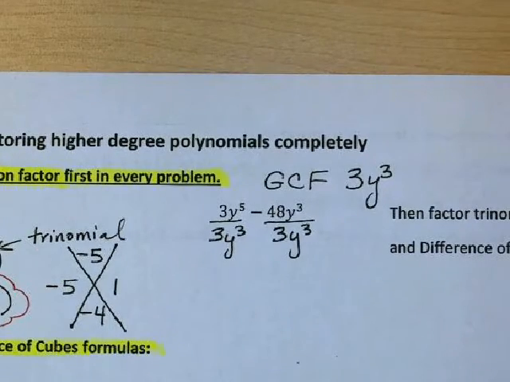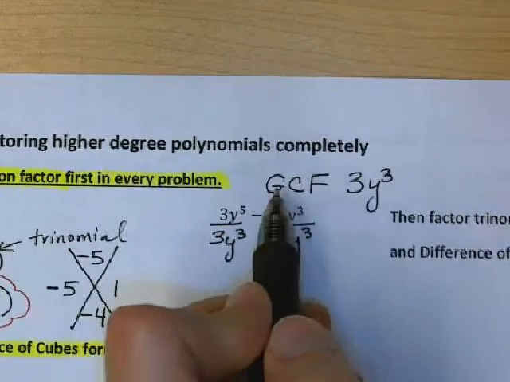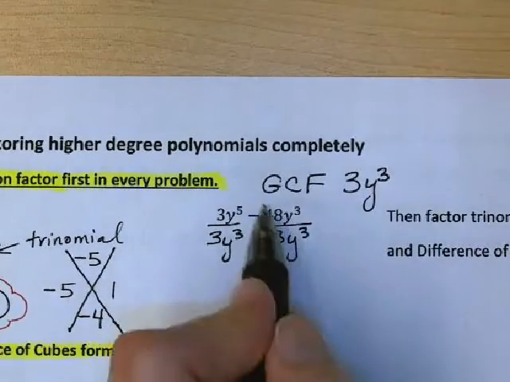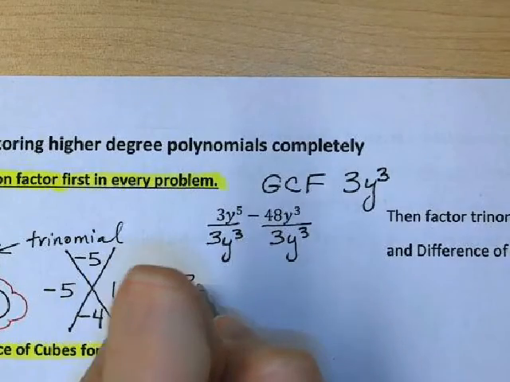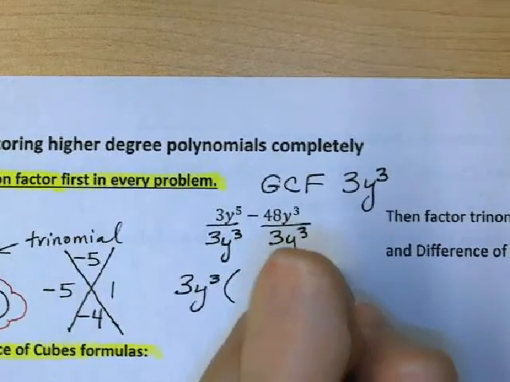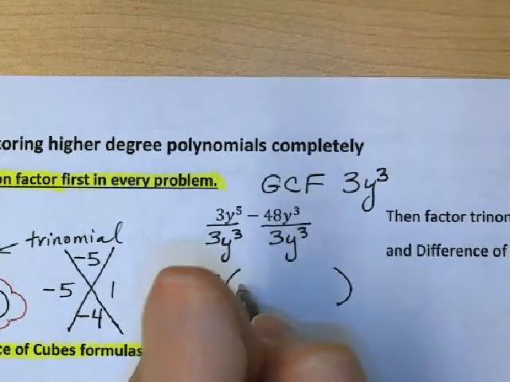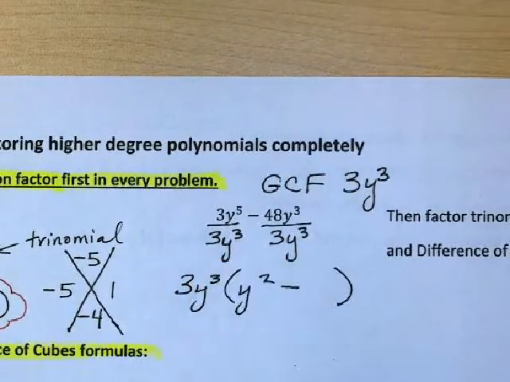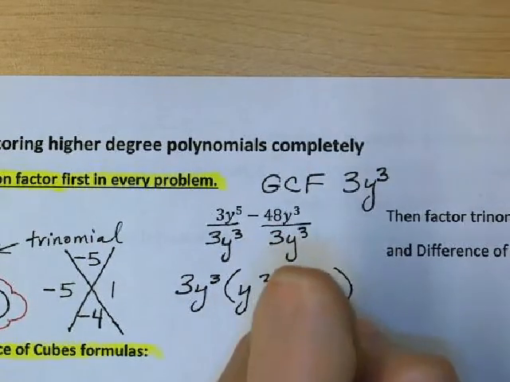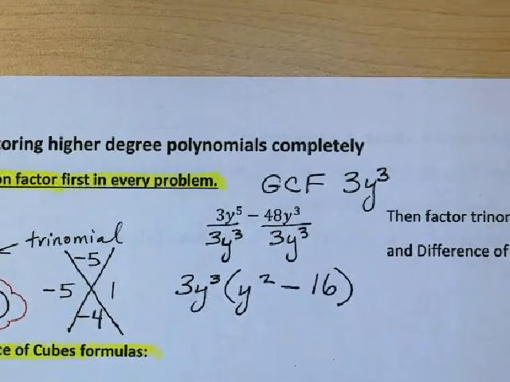And sometimes people have trouble getting the greatest thing out. Sometimes people forget about the 3. Some of you just might have started with y to the third. I'm like, uh-oh. You have to divide by the greatest thing you can find. So look at the numbers too. So we divide by 3y to the third. So then that leaves us with what? y squared minus 16. Okay, now it's still not done.